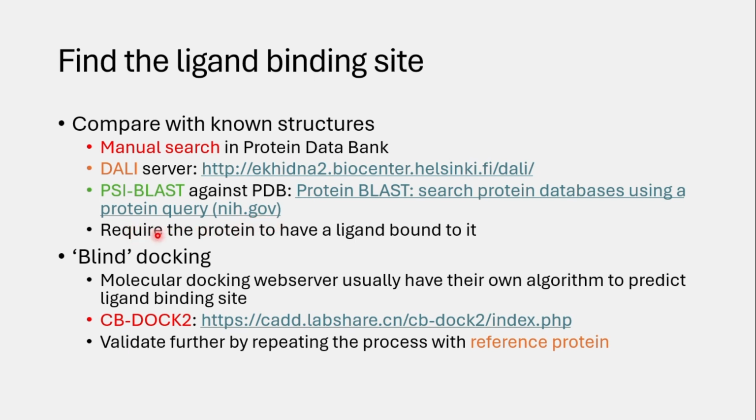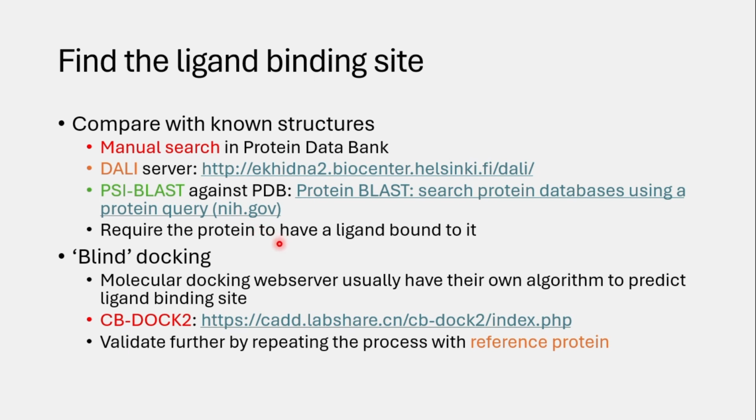But ideally, when we want to find out the known structures, we want the reference to have a ligand bound to it. So if we have a reference protein that is in complex with a particular ligand, we know where the active site is going to be. So we can simply superimpose our structured protein of interest onto the reference protein, and then we can have some idea about where the binding site is most likely going to be.